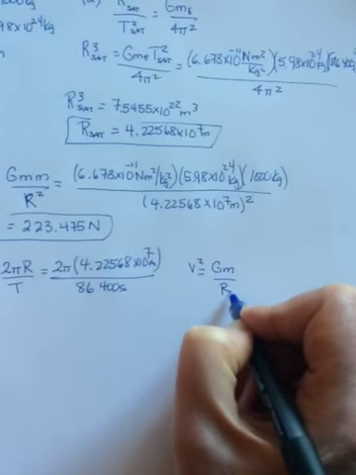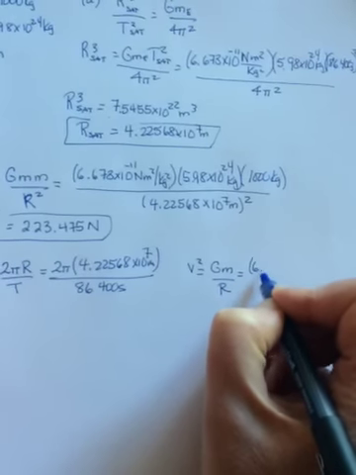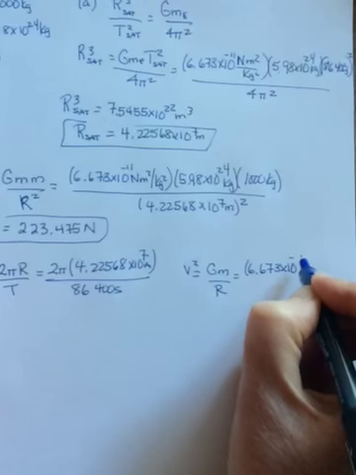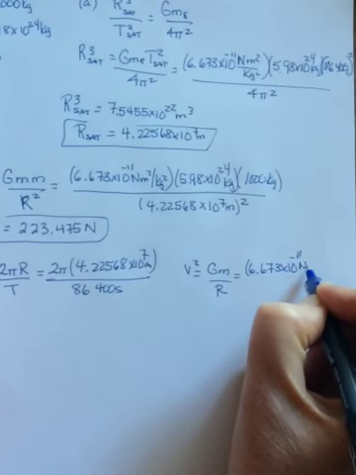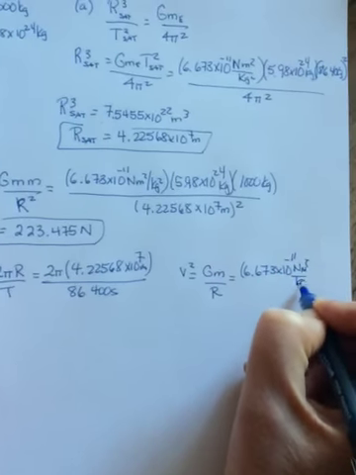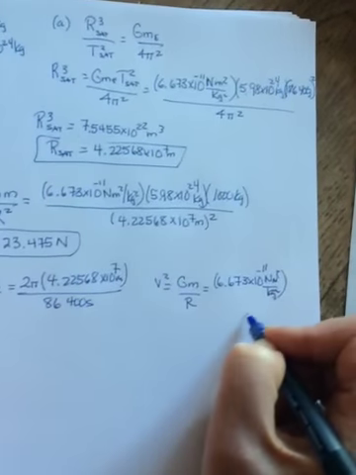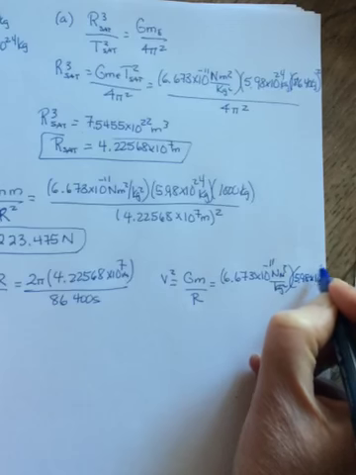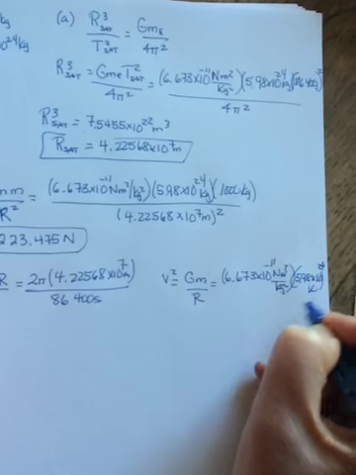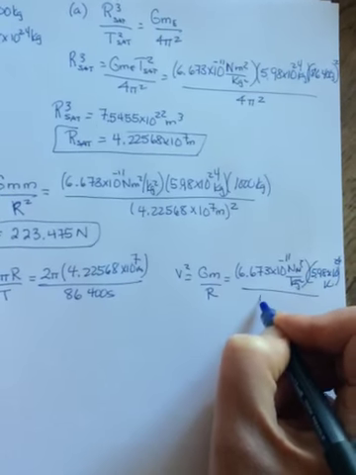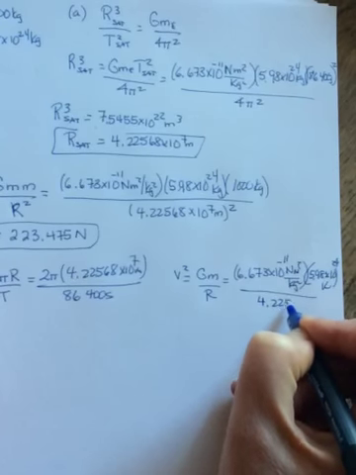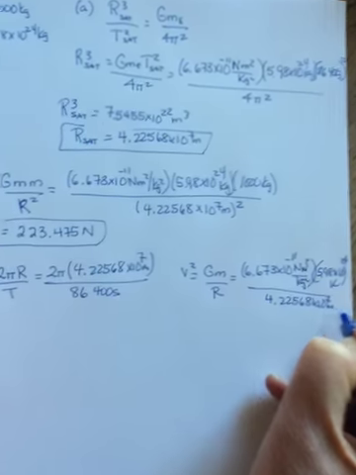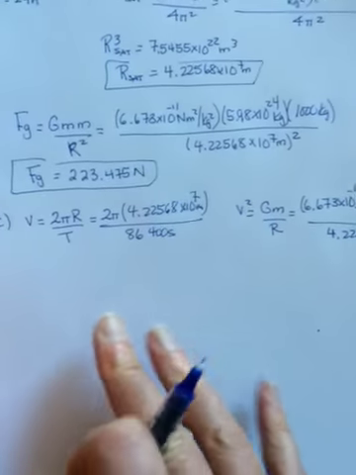GM over r. 6.673 times 10 to the negative 11 Newton meters squared per kilogram squared. Not going to have enough room. 5.98 times 10 to the 24th kilograms. And then divided by that 4.22568 times 10 to the 7th meters. And remember, that's v squared.